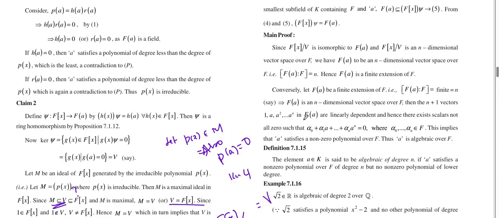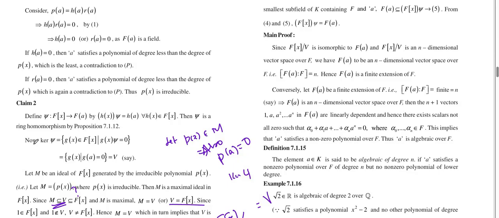The 1, A, and so on up to A power n, are linearly dependent, and hence these n plus 1 vectors are linearly dependent. Which means that there exist scalars, not all 0, such that the linear combination is 0. These scalars are from F. This in turn implies that A satisfies a non-zero polynomial over F, and so A is algebraic. So that is the end of this theorem, which has preliminary results to be established.